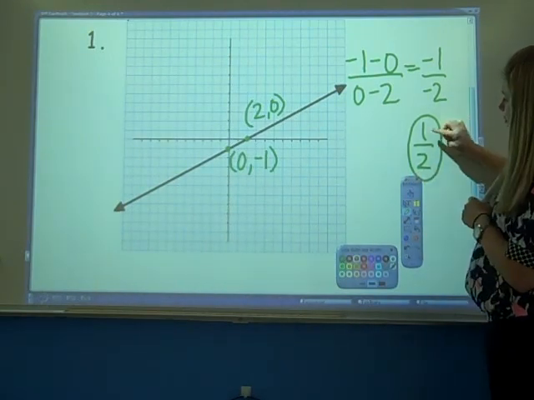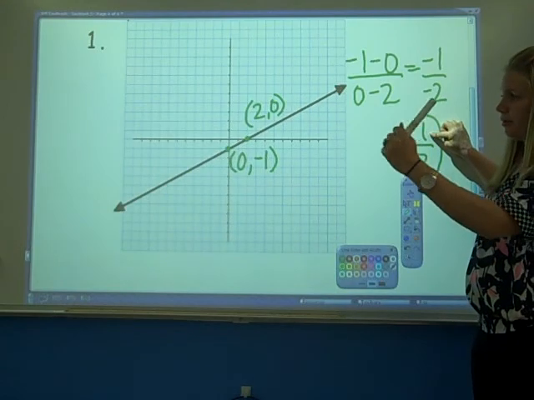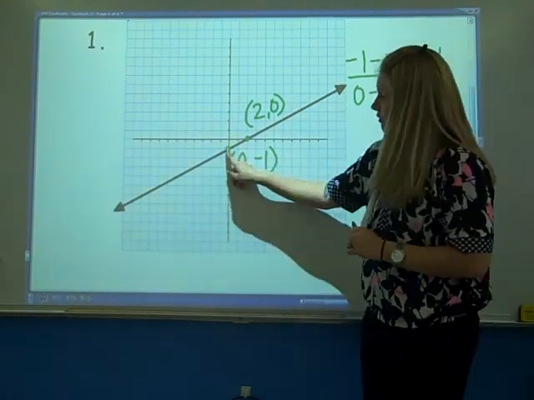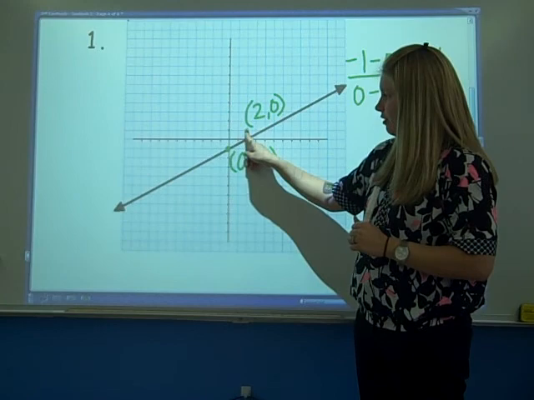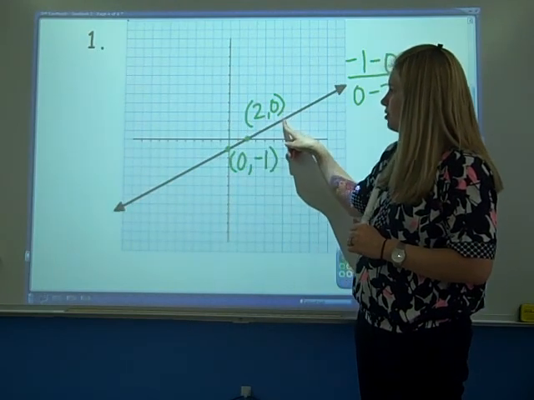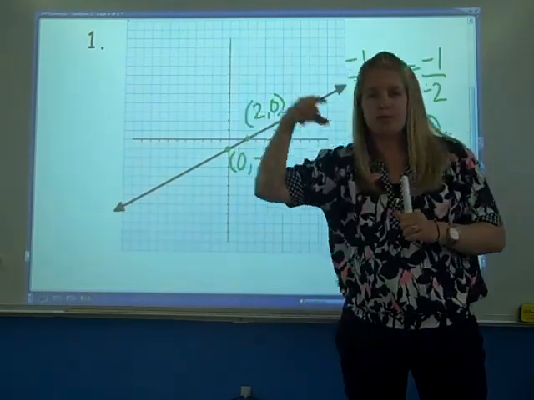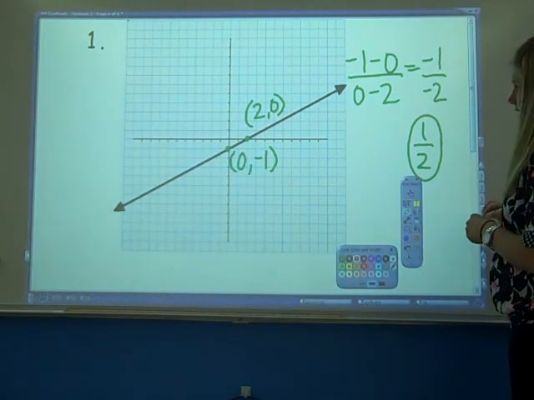This means for every 1 that you go up, you're going to go 2 to the right. So for every 1 you go up, you go 2 to the right. And that's how you can get more points. Okay, let's try another one.